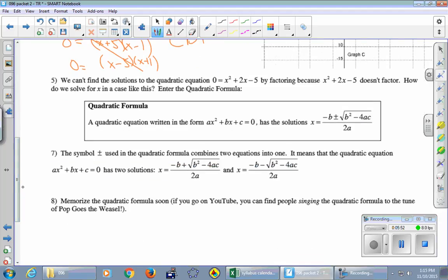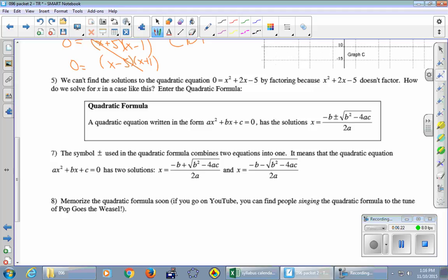It's called the quadratic formula. Here it is, a quadratic equation written in the form ax squared plus bx plus c equals 0. It's got to be in that standard form, which means 0 on the one side and then descending order on the powers of the x's. Then the solutions to that equation are x equals negative b plus or minus the square root of b squared minus 4ac all divided by 2a. That glorious thing is the quadratic formula.